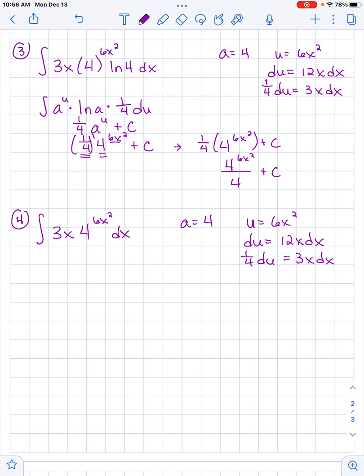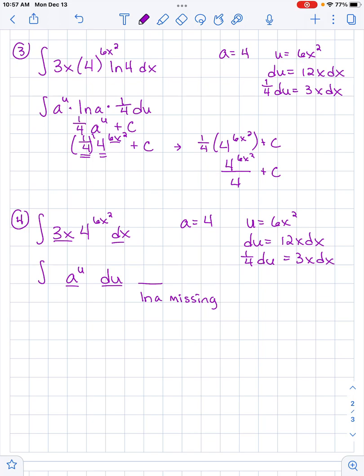We have a problem though. Our problem is we're missing something. We're missing the ln of 4. So let's rewrite what we've got for right now. We have the 3x dx becomes the du, and this becomes a to the u. So I have the a to the u, I have the u prime, I'm missing ln a. Well, the nice part about the natural log of a is that it is a constant. So what I'm going to do is not mess this thing up, but I need an ln of a in here in order to make this antiderivative work.